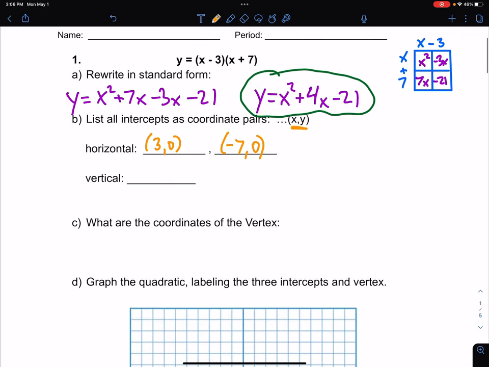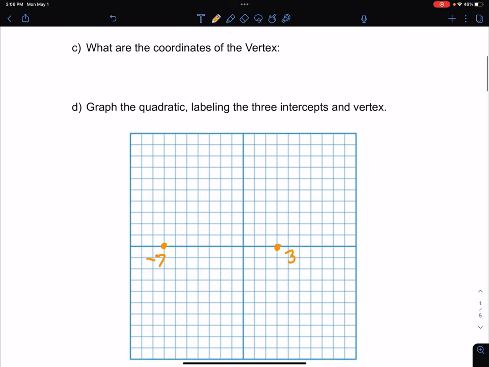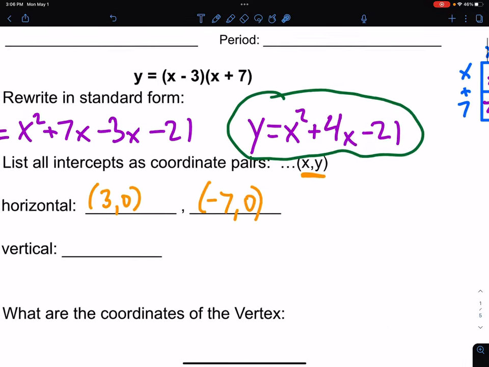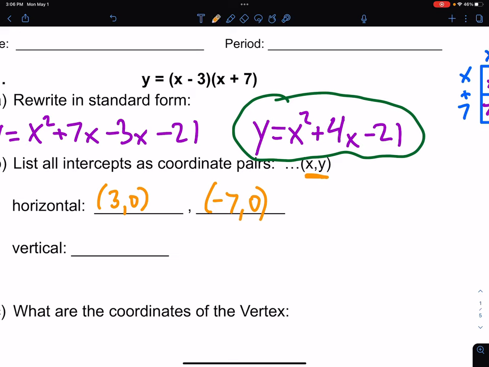How about vertical intercept? Well, we're just trying to think of where x is equal to 0. If we can figure out what happens when x is 0, we're going to know where the graph crosses my vertical axis. So where's my y-intercept? Well, check it out. 0 minus 3. If I make x 0, I'm going to get negative 3 times 0 plus 7 is 7. When x equals 0, let's maybe go with blue for this one.